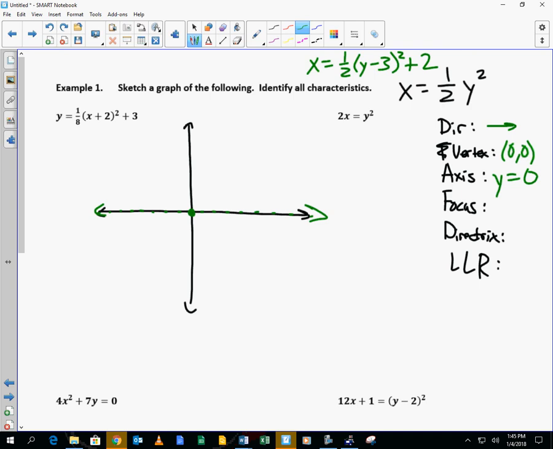In order to figure out these three, what do I need to do? I need to find P. What's my equation for P? What is my A value? And I get 2 is equal to 4P. Divide by 4. 1/2 is equal to P.